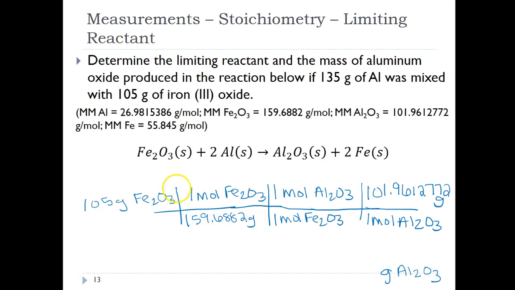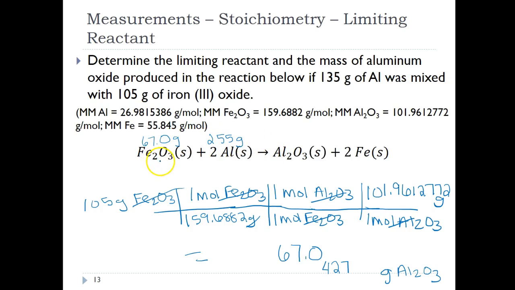All right, and then things will cancel. Plug this all into my calculator. I would also have 3 significant figures here. So I get 67.0 would be my 3 significant figures, and then 427 are the next 3 digits. So I had enough iron 3 oxide to make 67.0 grams of aluminum oxide, and I had enough aluminum to make 255 grams of aluminum oxide.